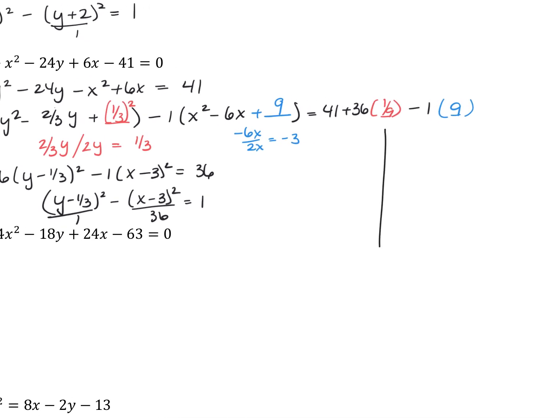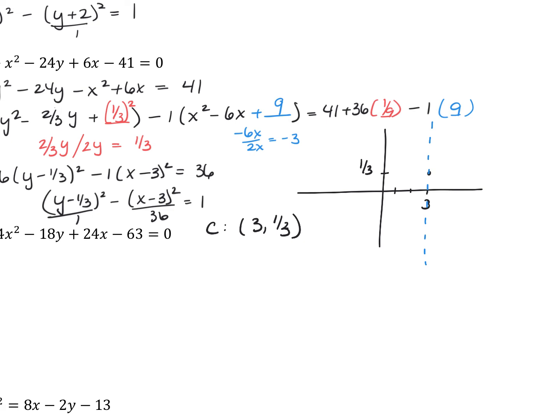My y is the positive one, so my transverse axis will run parallel to the y-axis. My center is (3, 1/3). Remember, my h's still go with the x's, my k's still go with the y. It doesn't matter who's first and second, it's still true. So I'm going to go to positive 3, and positive 1/3. I'm going to exaggerate this. Obviously, that is not drawn to scale. So there's my center. My transverse axis is going to run in this direction.